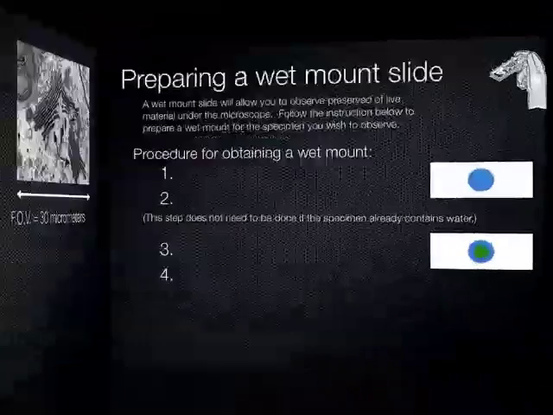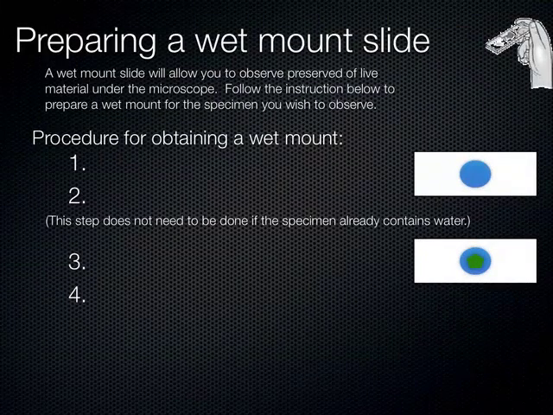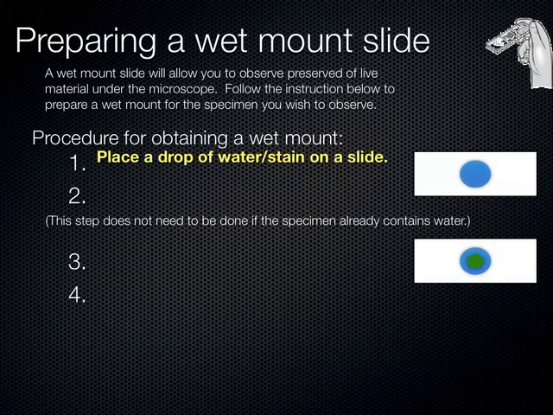All right, last step. We need to fill this slide out. We were going to review this before we did the cell lab, but we didn't, so we'll just review it now. How do you make a wet mount? Step one. Get a slide. What do we place on the slide? A drop of water or stain. So put a drop of water or stain on your slide.